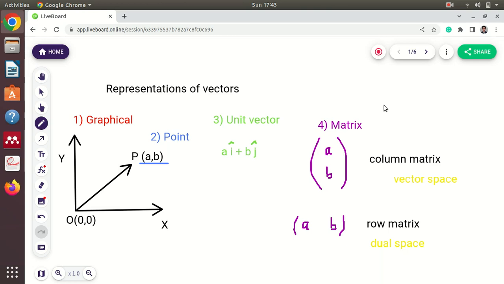But these are four basic representations. This is the graphical representation, which is shown by an arrow. Then we have the point representation, which is numbers separated by commas in a bracket. Then we have the unit vector representation, which has unit vectors like i cap, j cap, k cap with their coefficients. This we call a linear combination of vectors. And then we have the matrix representation.